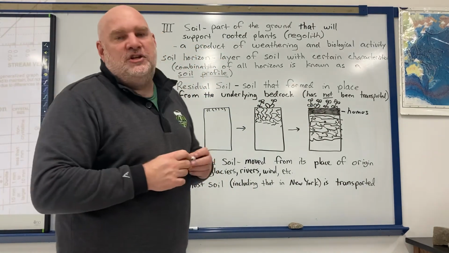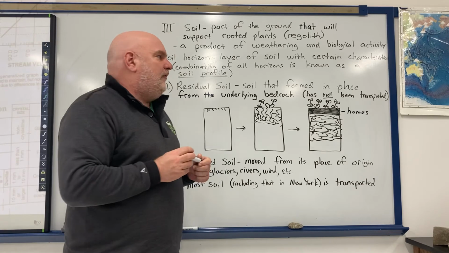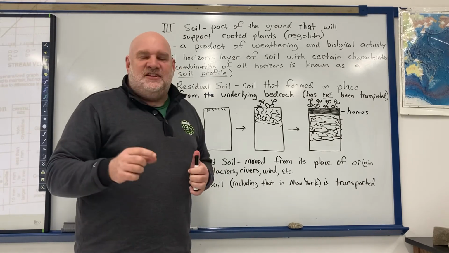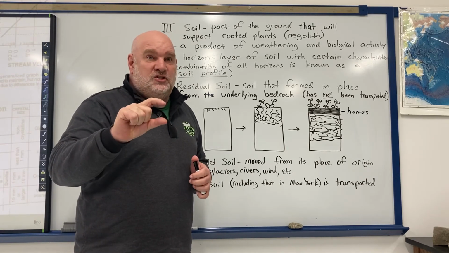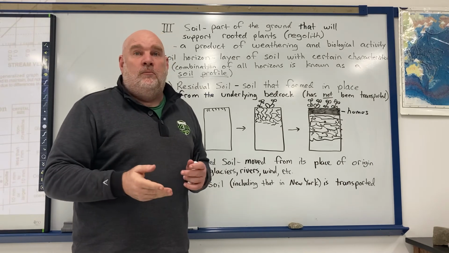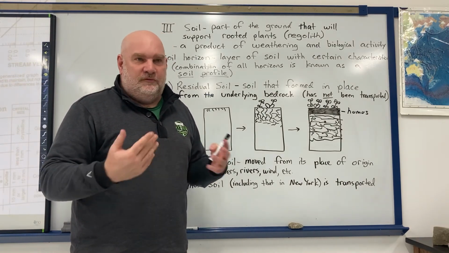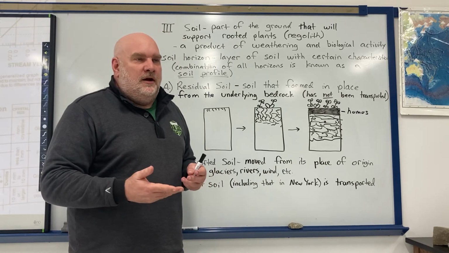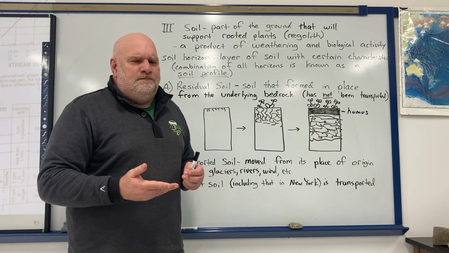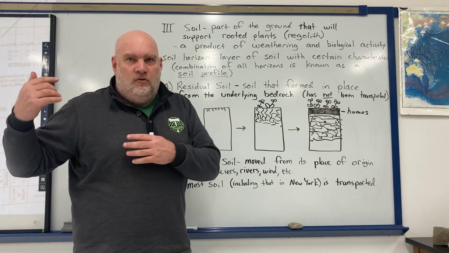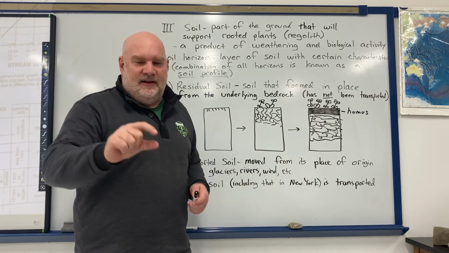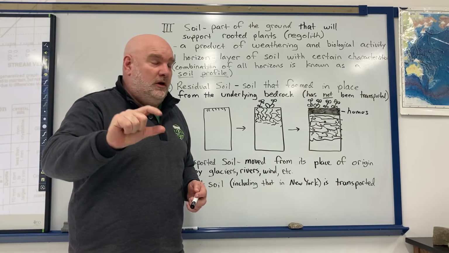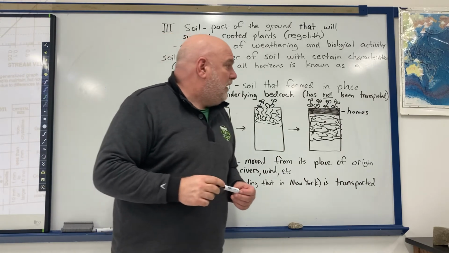Now the formation of soil is a pretty slow process. On average, it takes about 100 years to make 1 inch of soil. That's why it's so important to prevent erosion. Like for farmers and stuff like that, they want to slow down or prevent erosion because it doesn't take much for some of that soil to wash away. And again, it takes like 100 years to make about that much soil. So it's a pretty slow process.